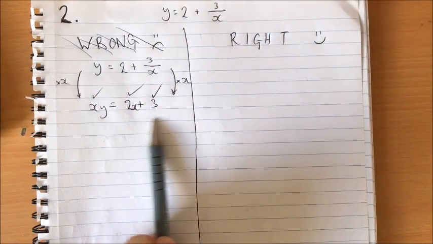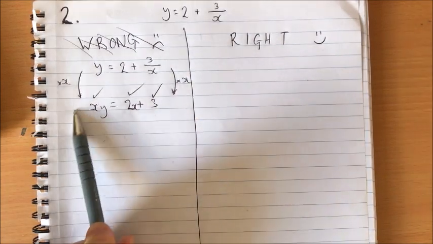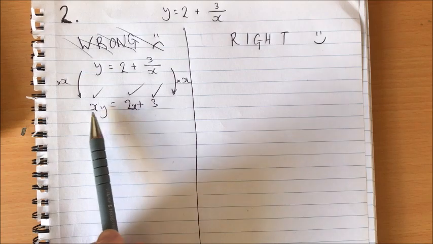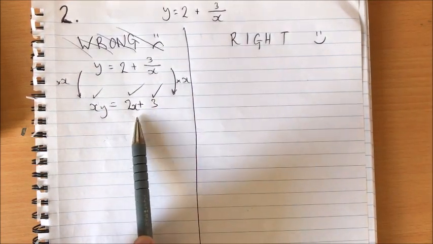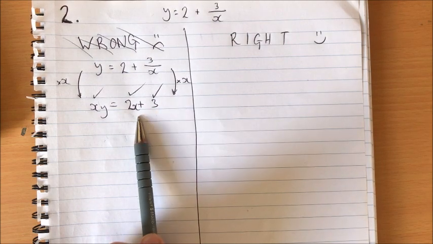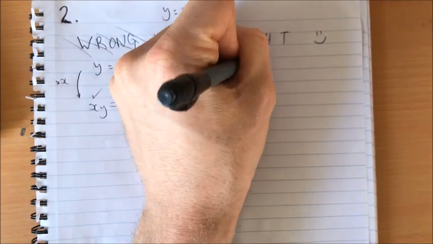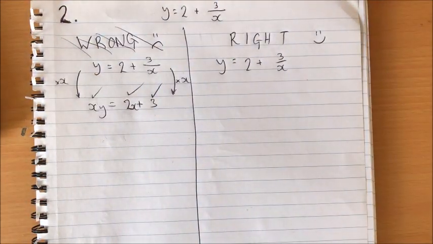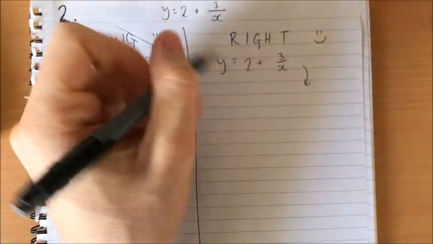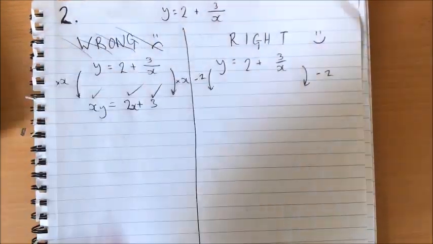However, even though this is correct, was that a helpful step? By multiplying both sides by x, there's still an x on the left hand side, there's still an x on the right hand side. I think there's a way better way to do this. Let me show you a different way. So let's write the question out. It's y equals 2 plus 3 over x. Look how much better it is if I subtract 2 first. So instead of multiplying by x, let's make my first step take away 2, and let's see what happens.